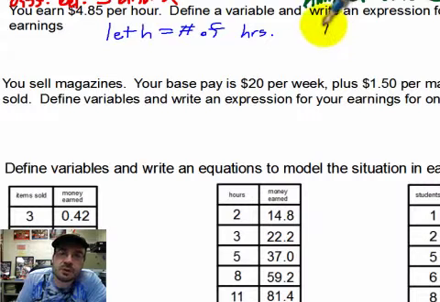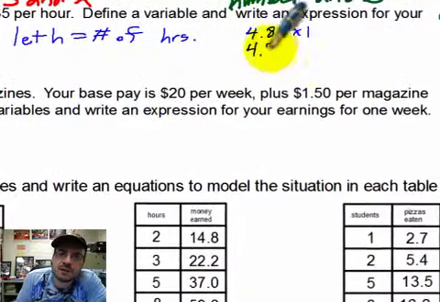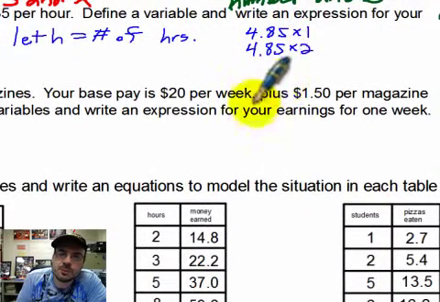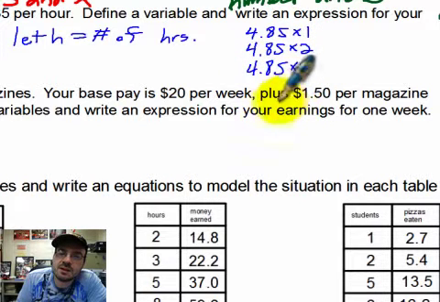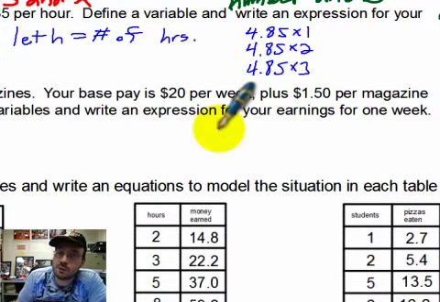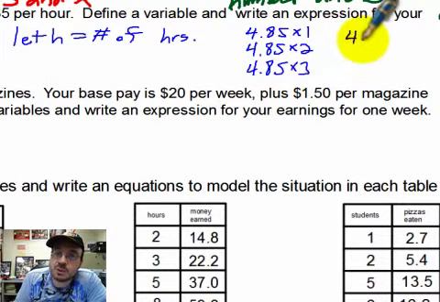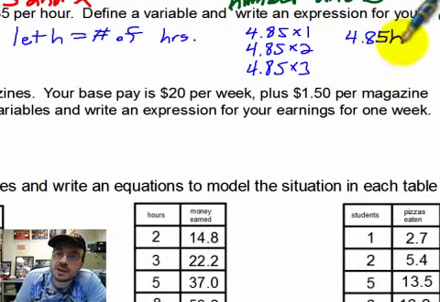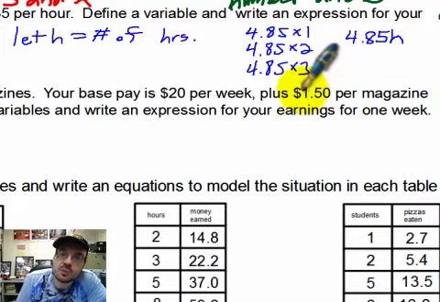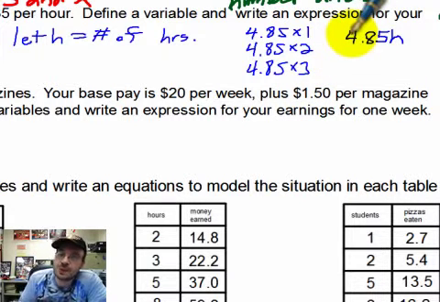So if I work 1 hour, it would be 4.85 times 1. If I work 2 hours, I would have 4.85 times 2. 3 hours would be 4.85 times 3. And so on and so forth. I think you see a pattern here. H hours would be 4.85 times H, which we would just write as 4.85H. Okay? So that is an expression to describe how much money I make.